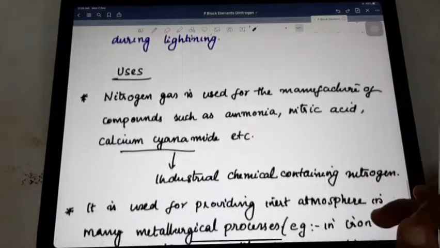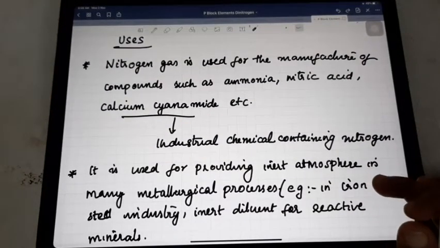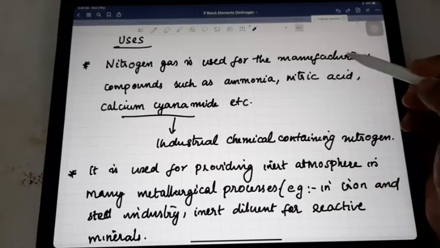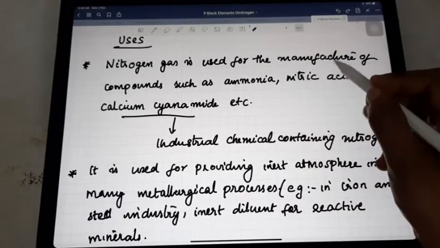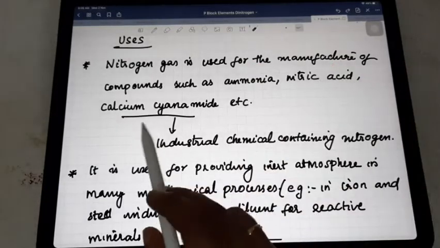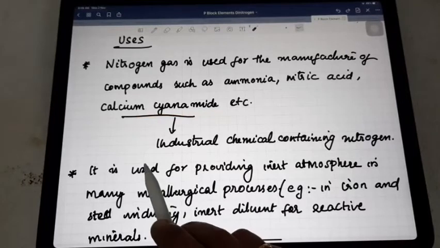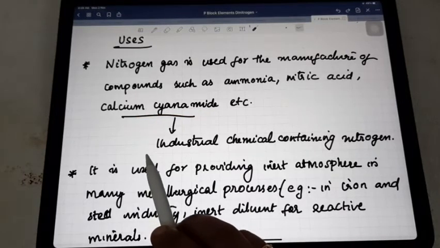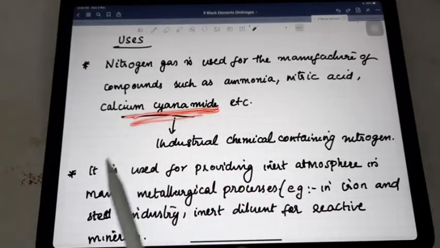Okay, next one, uses. There are many important uses for nitrogen. Nitrogen gas is mainly used for the manufacturing of ammonia, the Haber process we mentioned. Not only that, it is used for nitric acid preparation and also calcium cyanamide. Calcium cyanamide is an industrial chemical that contains nitrogen, and it is one of the important industrial chemicals.